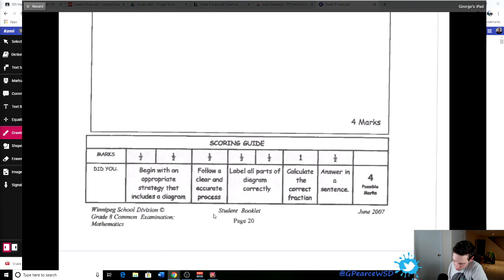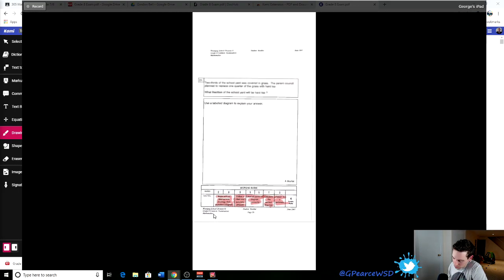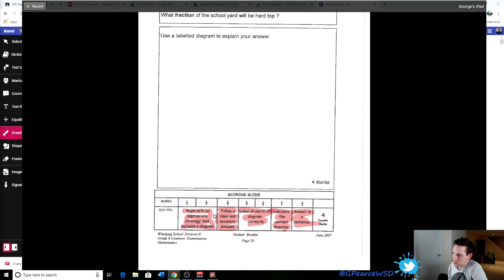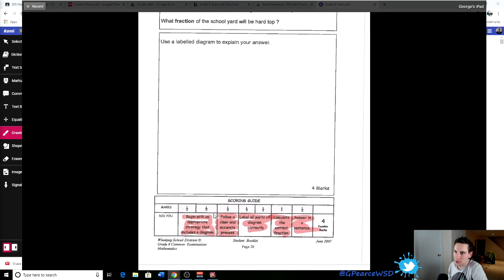Again, you need to pay attention to begin with an appropriate strategy. Includes a diagram, follow a clear, accurate process, label all the parts in the diagram correctly, calculate the correct fraction, answer in a sentence. These are super important. You can't just write down what you think and then move on. You have to follow step by step by step.